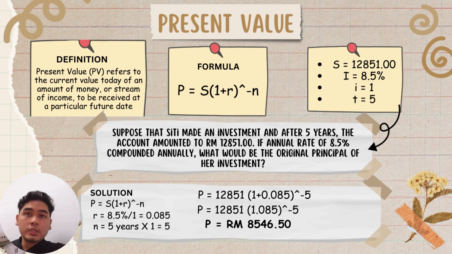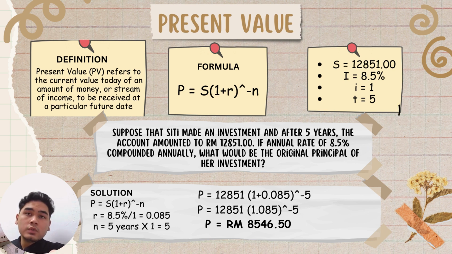So 12,851 ringgit will be the future value amount. R will be the 8.5% divided by 1 because the rate will be compounded annually, and the N will be 5 years times 1 also because it will be compounded annually.